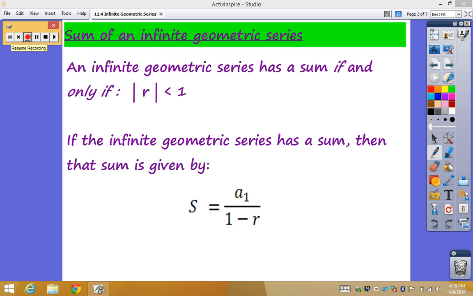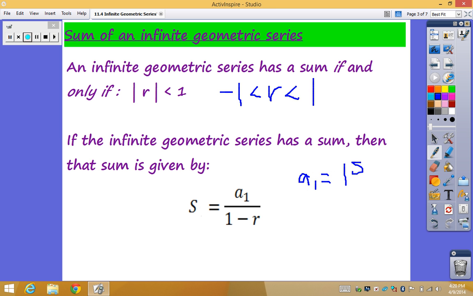An infinite geometric series has a sum if and only if the absolute value of r, or the ratio, is less than 1. In other words, r would have to be between -1 and 1. So if that infinite geometric series has a sum, then the sum is given by the equation s equals a1, or the first term, over 1 minus r, which we know is the ratio. So if you have to write that down, remember a1 is the first term, and r equals the ratio.